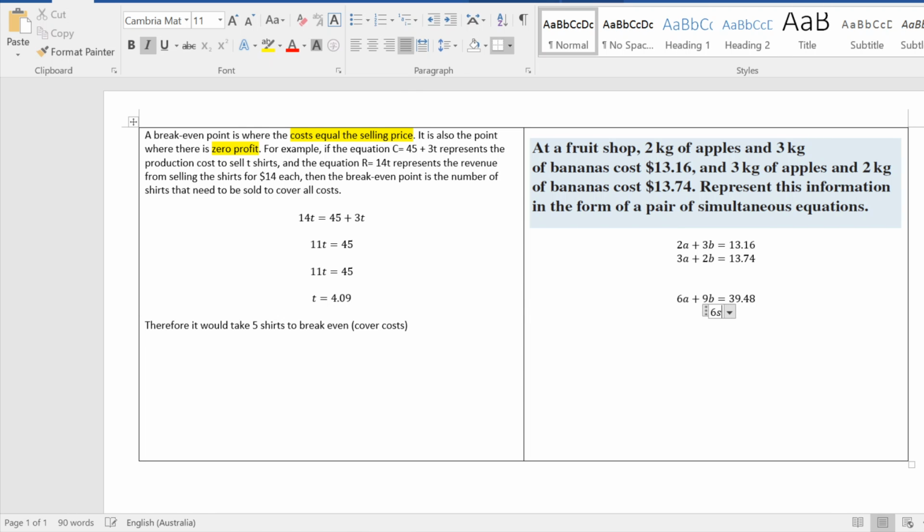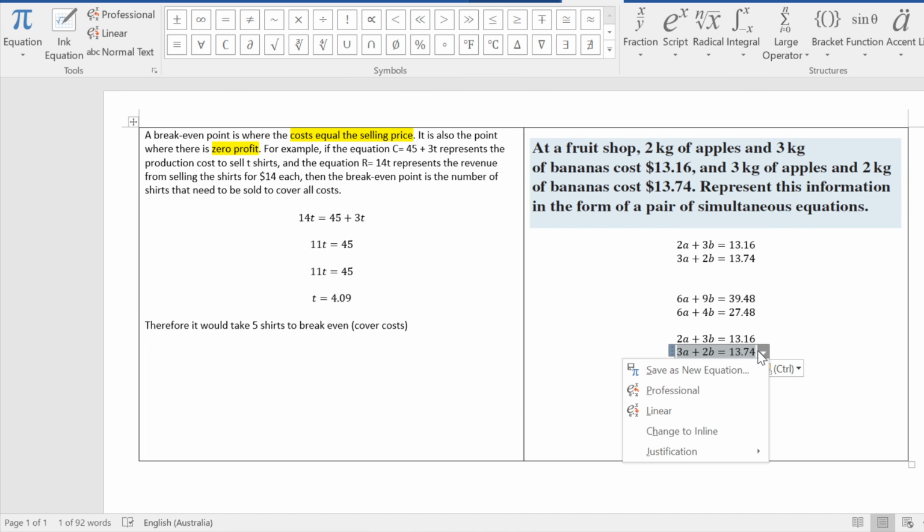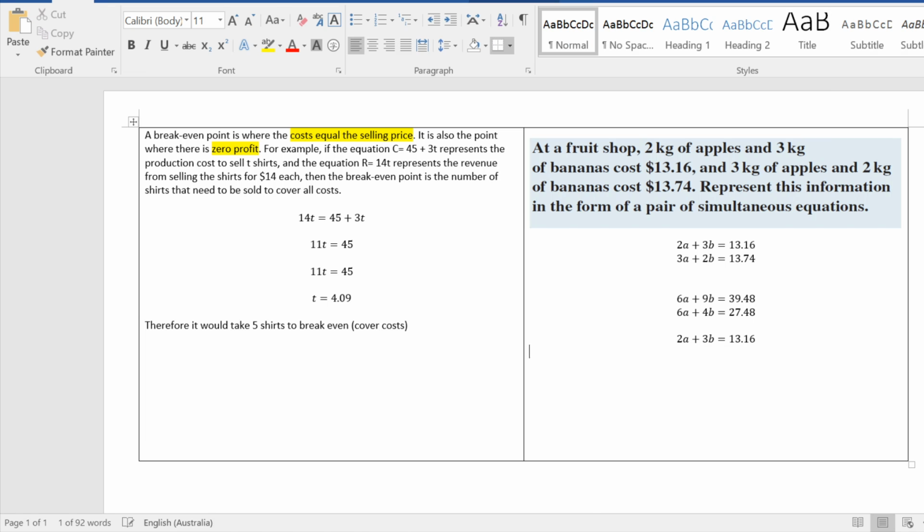That's going to give you 6A plus 4B. Timesing 13.74 by 2 is 27.48. There we go. So now you see I've got the two sixes the same, and we can do our little riffle shuffle method, okay, and put them in. That's going to give us the following equation, okay, just delete that one.